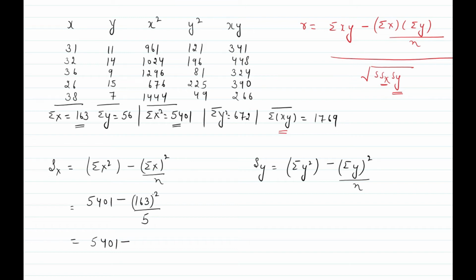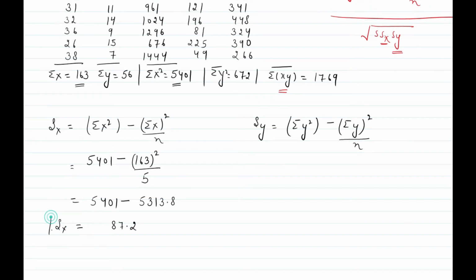Now 163 squared divided by 5 comes out to be 5313.8, which gives 87.2. So summation of x is equal to 87.2. Same as we did for sx, that is the standard deviation of x, we are also going to do it for sy.